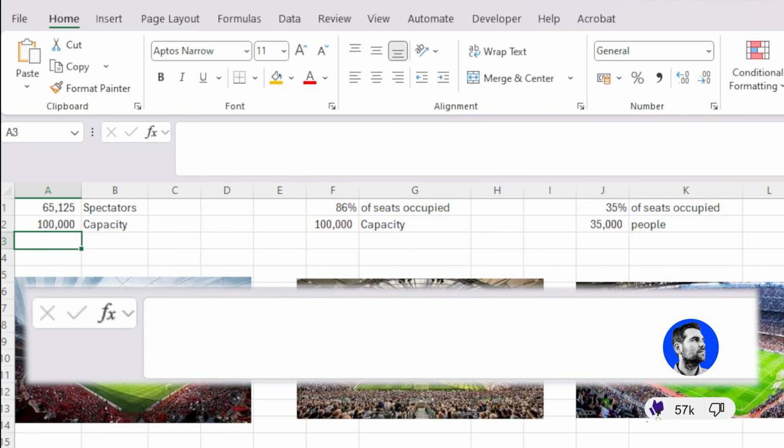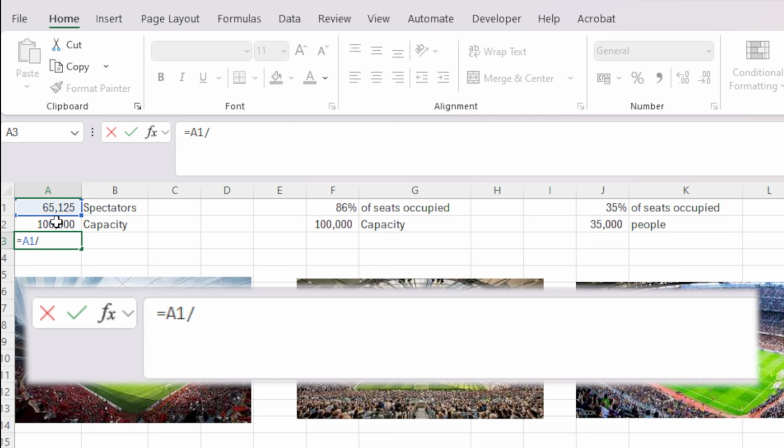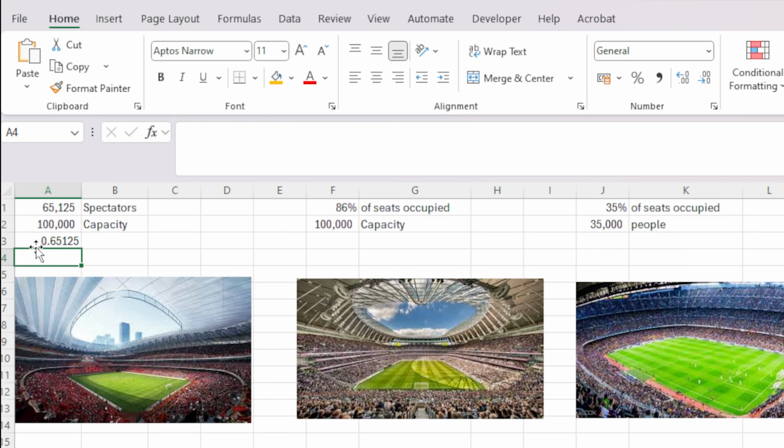Well, for that we're going to start with equals. So we're going to put the equal sign in. We're going to click on the 65,125 spectators and we're going to divide it by the 100,000 capacity. If we hit return on that, it's going to come back at 0.65125, and we click into that cell, come over to the home tab of the ribbon, we click this little percentage icon, give that a click, and you can see here that it now says 65%.